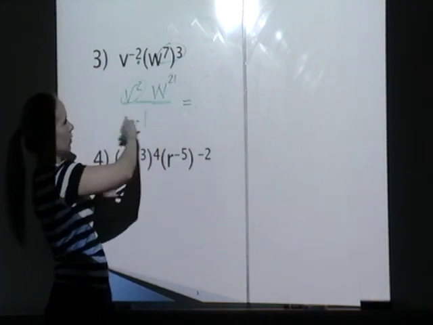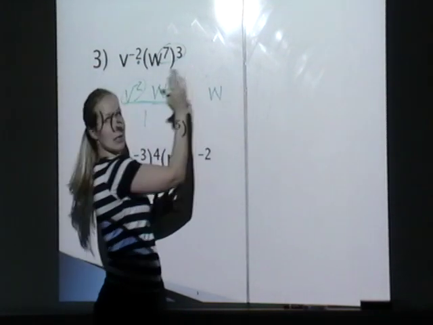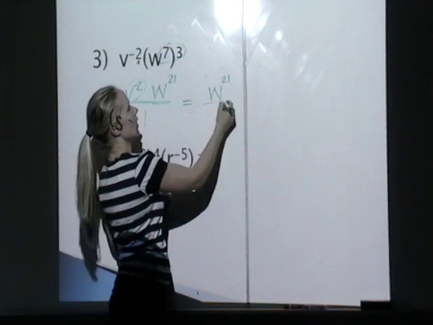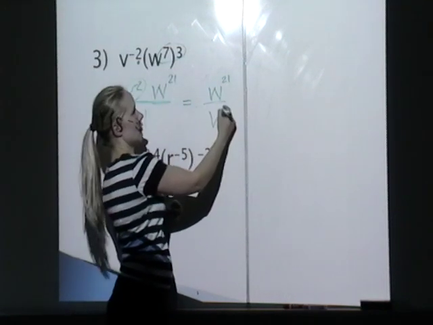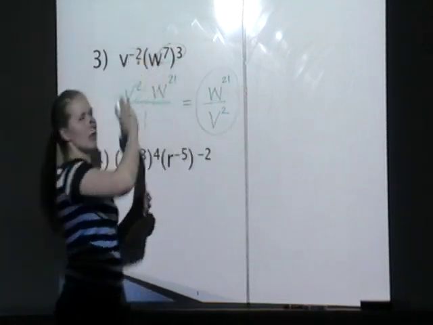V to the negative 2nd, let's pull them downstairs. W gets to stay upstairs because it's got a positive exponent. V to the negative 2nd is going to come down and become v to the positive 2nd. And there I have it simplified.